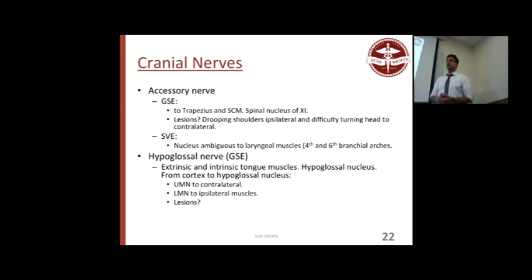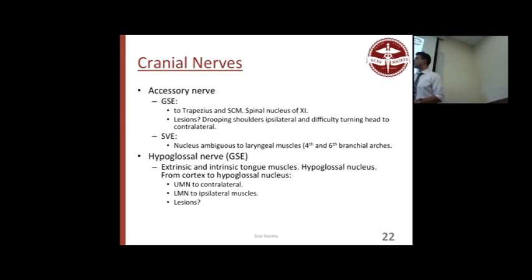It does trapezius for general somatic efferent. For special visceral efferent, that's the only kind of exception. It's weird because you know it's nucleus ambiguus, so you don't know which nerve does what. So we say sometimes that accessory has special visceral efferent because it can do some of the branchiomotor. So it can do some of the laryngeal muscles.